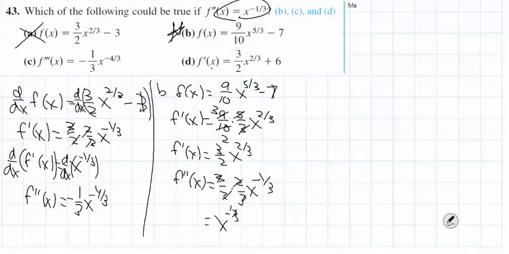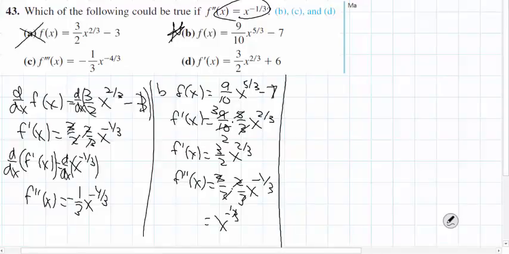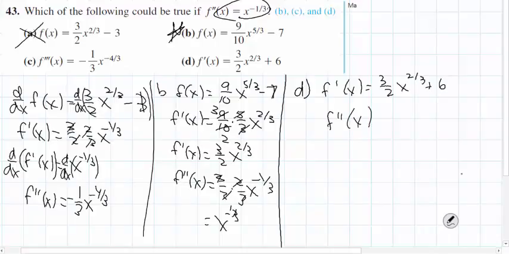Because the attack is similar, I'm going to do D next. If f prime of x is equal to 3/2 x to the 2/3 plus 6, that means f double prime of x is going to be constant multiplier, bring the power down, reduce the power by 1, cancel, cancel, cancel, cancel. That one looks like it works as well. So I think D is okay. That leaves us C.